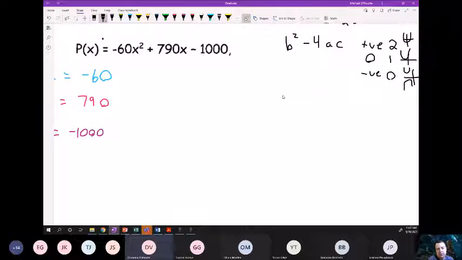Mr. O, I know that a negative times a negative equals a positive, but what about a negative times a negative times a negative? That's going to equal a negative then. Okay.